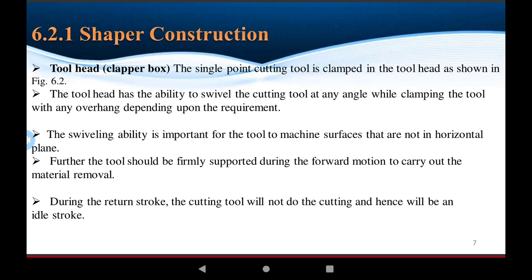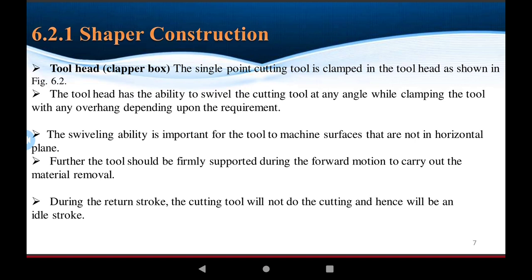The ram can also move at any angle provided for the machine, and the tool is clamped with overhang depending on the requirement. The operator sets the angle on the machine, for example 30, 20 or 40 degrees, and the ram moves accordingly. This swinging is important for machining surfaces that are not horizontal, since the workpiece is not always on the horizontal plane.